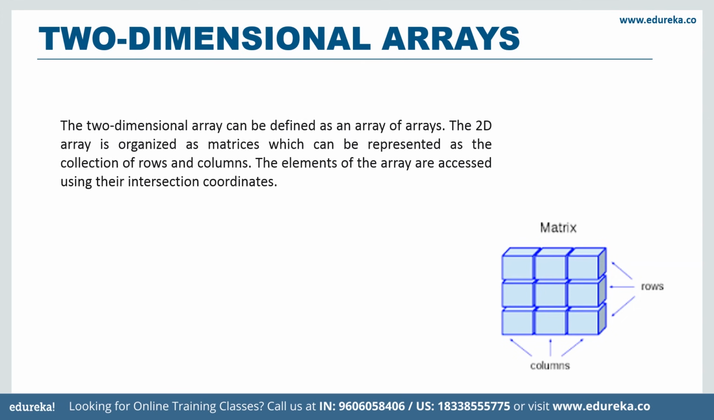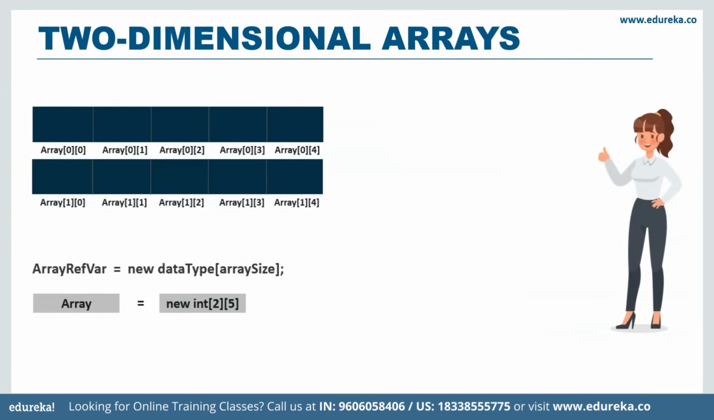The two-dimensional array can be defined as an array of arrays. The 2D array is organized as matrices, which can be represented as a collection of rows and columns. The elements of an array are accessed using their intersection coordinates. Now, let us understand how they work. Here, let us consider our array as ARRAY, which is my array variable's name here, and I have declared an array with 2 rows and 5 columns.